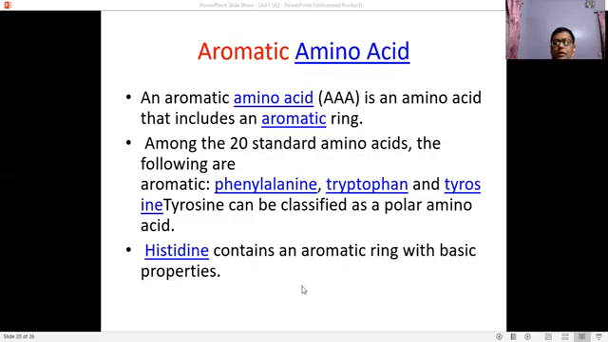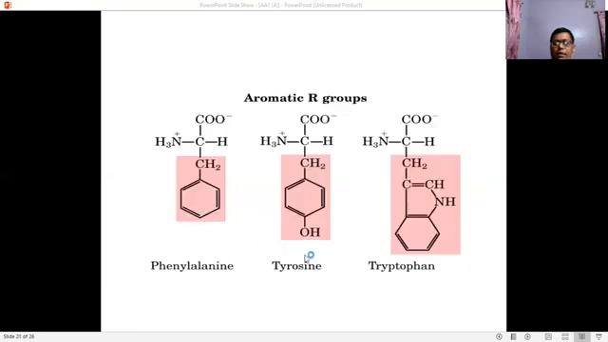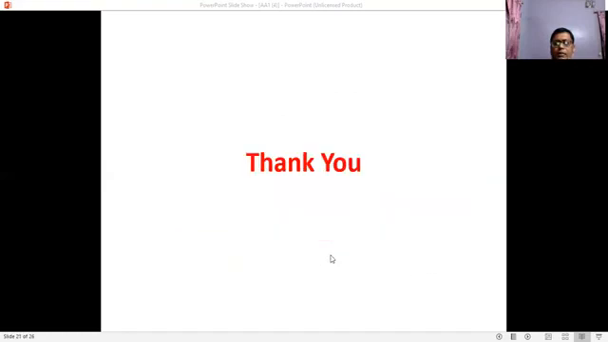Next is histidine. It contains an aromatic ring which has an NH within the ring structure. Due to the presence of this NH, it can accept hydrogen ion. The proton accepting property gives rise to its basic nature. So histidine is basically an aromatic amino acid having basic property. So phenylalanine, tyrosine, tryptophan, histidine.